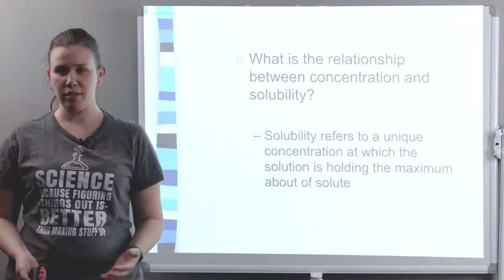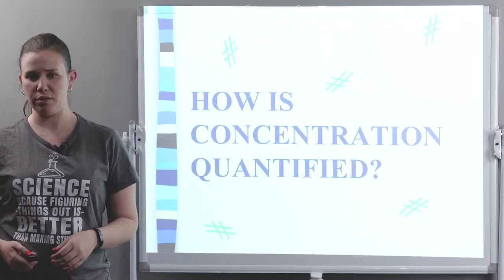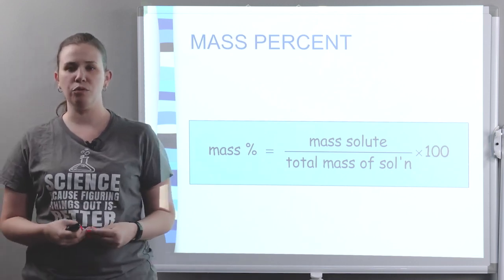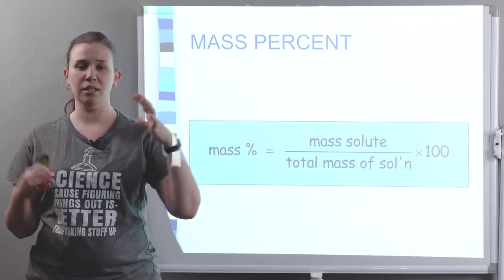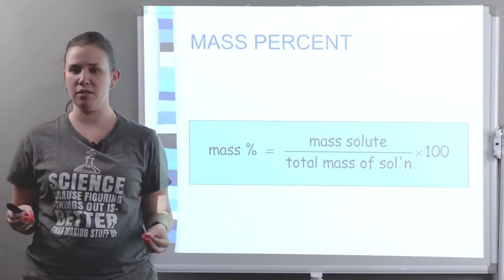So there's several different ways that we can express this. Lots of ways to quantify how much solute is present. The first one we're going to look at is called mass percent. Now we've done mass percent before when we looked at the mass of an atom in an entire compound and how much that atom contributed to the mass of the entire compound.